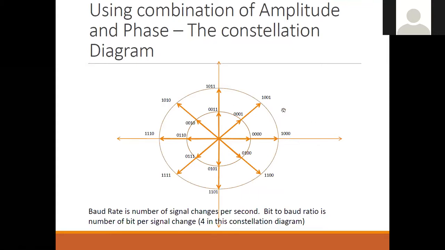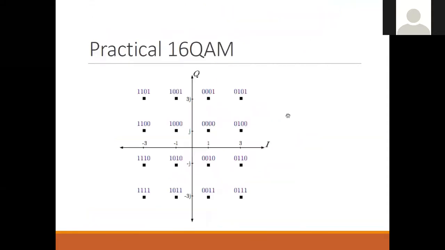So basically, constellation shifting is done according to the signal strength between you and the modem router. This is 16 QAM, which is practical. Practically, it is how it is.